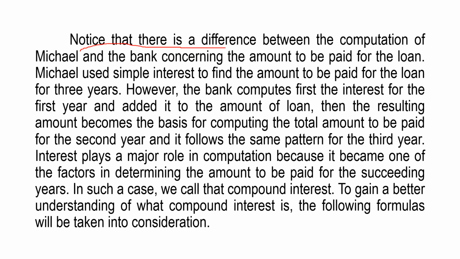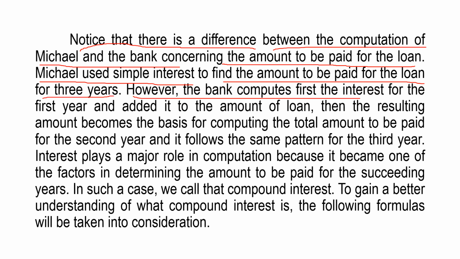Notice that there is a difference between the computation of Michael and the bank concerning the amount to be paid for the loan after 3 years. Michael used simple interest to find the amount to be paid for the loan for 3 years. However, the bank computes first the interest for the first year and adds it to the amount of loan. And then, the resulting amount becomes the basis for computing the total amount to be paid for the second year. And it follows the same pattern for the third year.